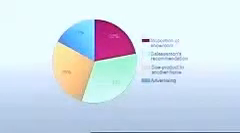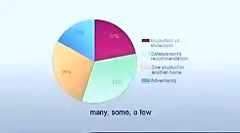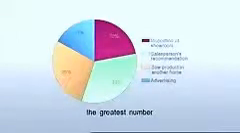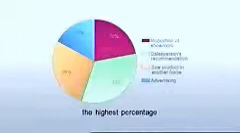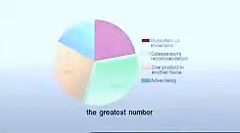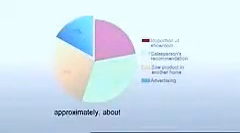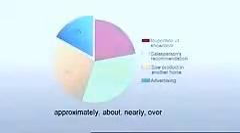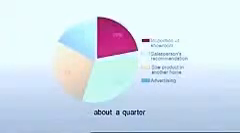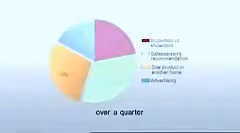Looking at the reasons for decisions, we are comparing four groups of people. We can use descriptive words such as many, some, a few. And we can say the greatest number or the highest percentage. The greatest number of people went by the salesperson's recommendation. We could say only a few relied on advertising. And we can use words like approximately, about, nearly, over, and under. Approximately 1/3, about a quarter, over a quarter, under a third.